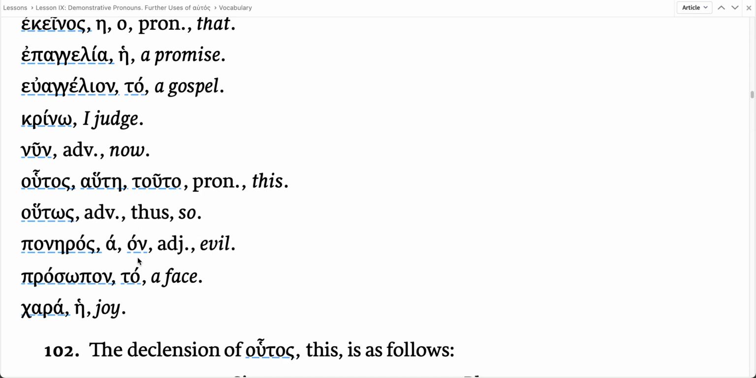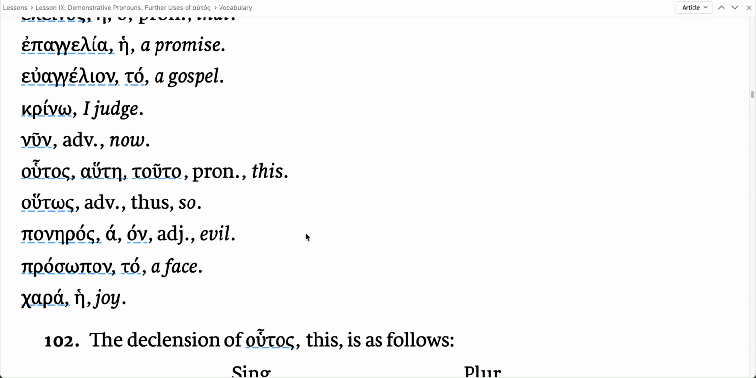Poneros, poneron is an adjective. So that's masculine, feminine, neuter. Adjective means evil. So we have a different word, I think, for wickedness, but this is the word for evil, poneros. Prosopon means a face. So the way I remember this one is put soap on my face, right? Prosopon, put soap on. That's the way I remember that. So prosopon is a face, to prosopon, and then he chara is the word for joy. You'll find that word in the book of Philippians a lot.